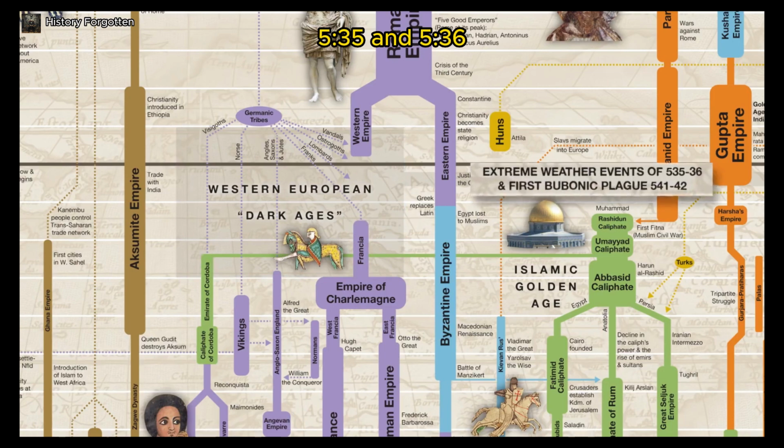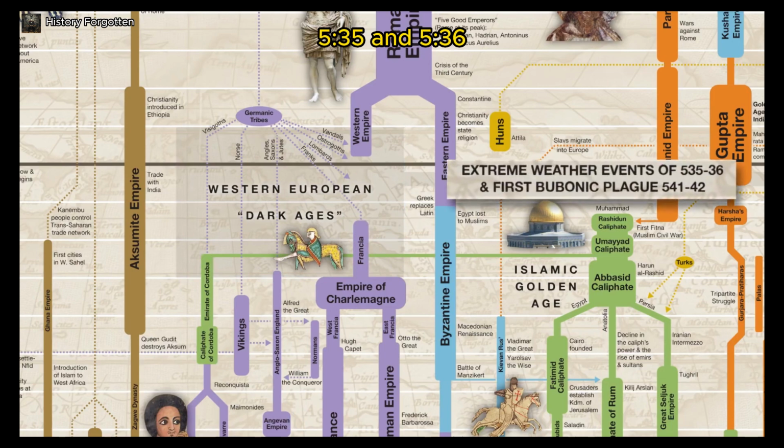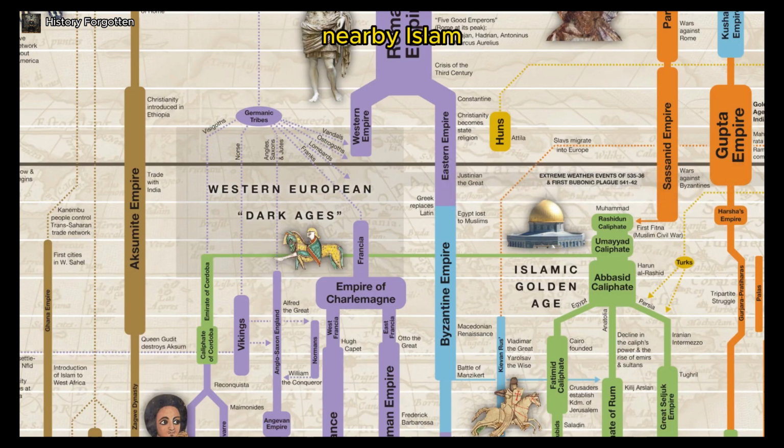In the years 535 and 536, there were several extreme weather events, perhaps started by a volcanic eruption, that led to famines and cold, dry weather all over the world. There was also the first bubonic plague, also known as the Plague of Justinian, that killed 50% of the population in some cities. In the east, these events did not lead to the eastern half of the empire falling, but they did set the stage for the rise of a new civilization nearby, Islam.